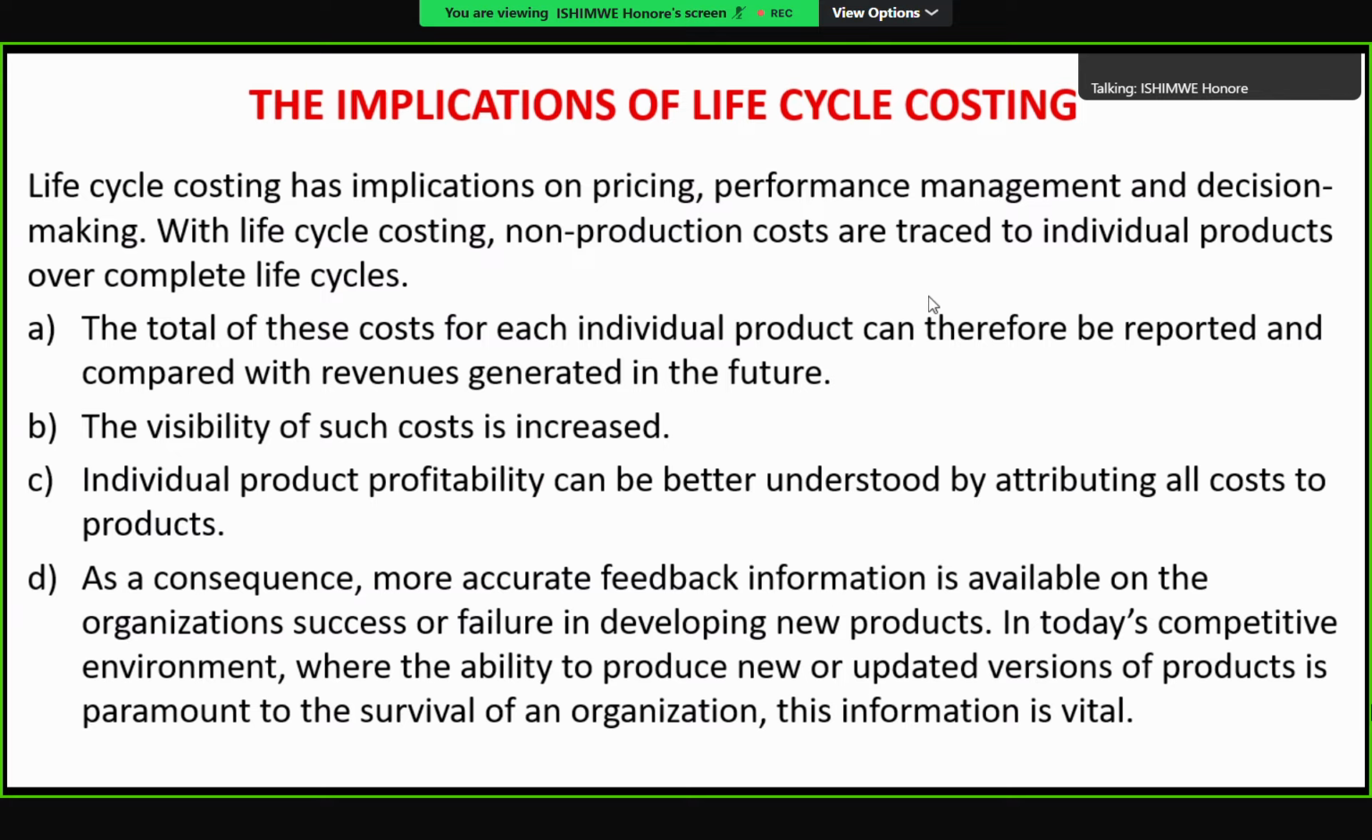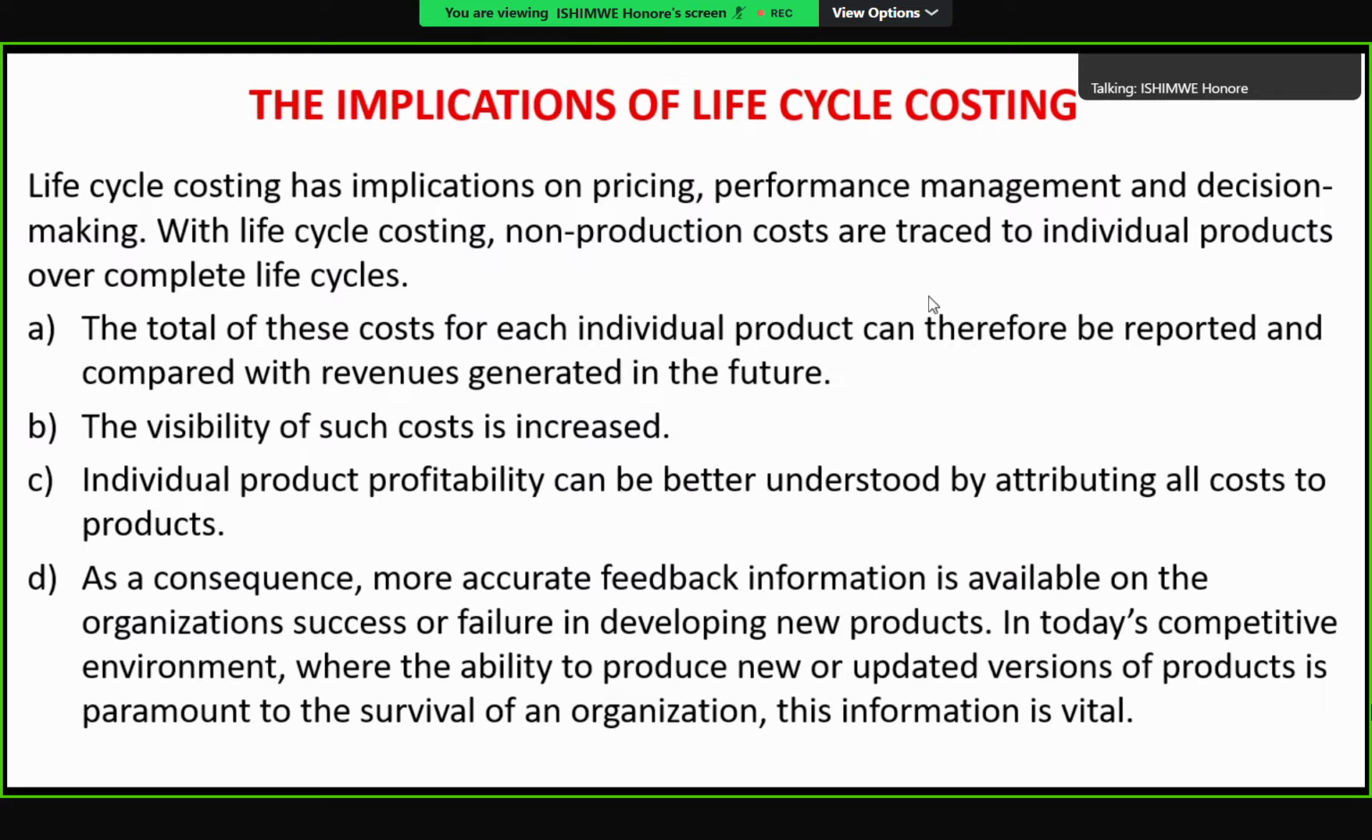I remember this was a question in February 2026, the last sitting. They asked the implication of life cycle costing in the same way, so you would have answered this. Then the visibility of all of these costs will be increased. All the costs to be incurred, you are able to trace them. When will it be incurred? So what should you do?